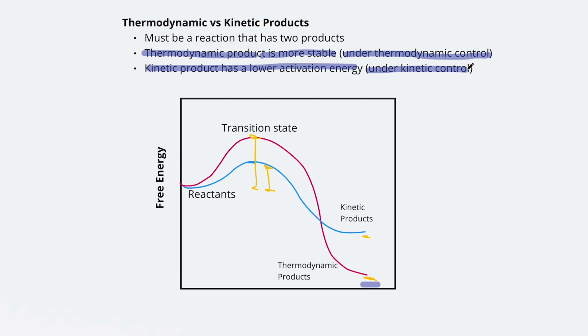Think about what conditions we would need in order to form each one of these products. For the red line, we would need a high enough temperature in order to overcome that activation energy. So to form the red products, or the thermodynamic products, we need a high temperature. And conversely, if we have a lower temperature, we won't have enough energy to reach the activation energy for the red products, or the thermodynamic products. So the kinetic products get formed under cold temperatures.